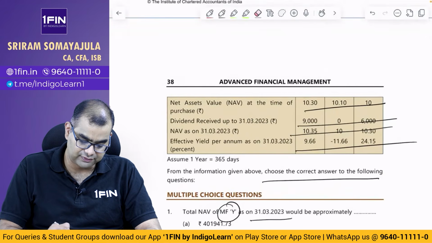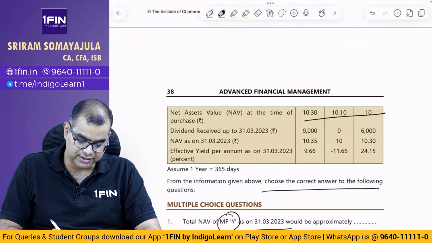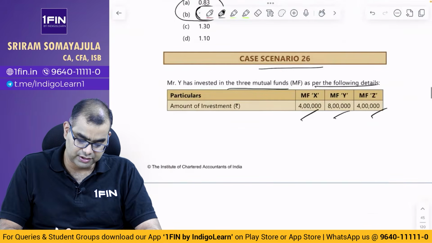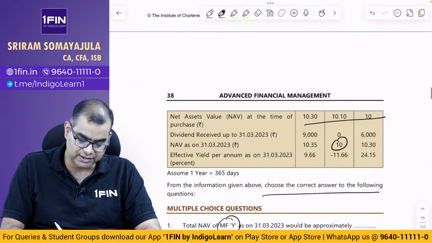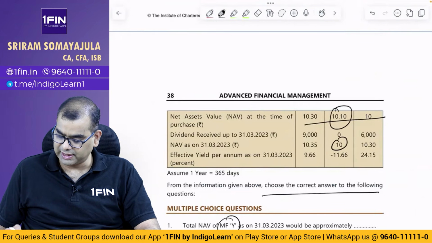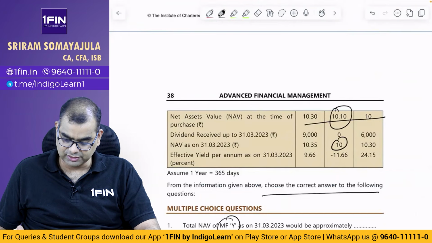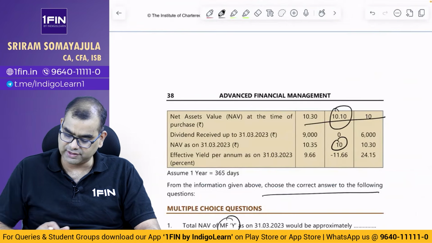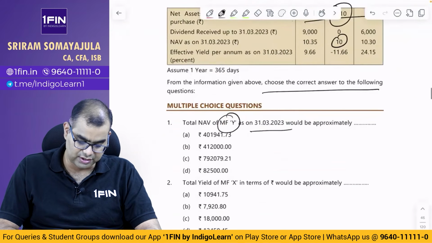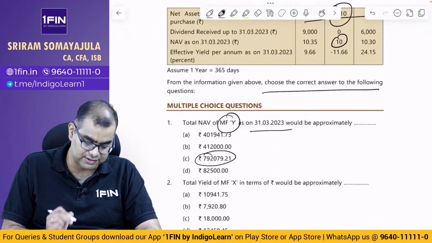So here we have 10 rupees, right? This 10 into how many units? We have 8 lakhs that we invested, at 10.1. So 8 lakh divided by 10.1 is the number of units you have, multiplied by 10. You get 792079. Yes, 792079. This is the answer.